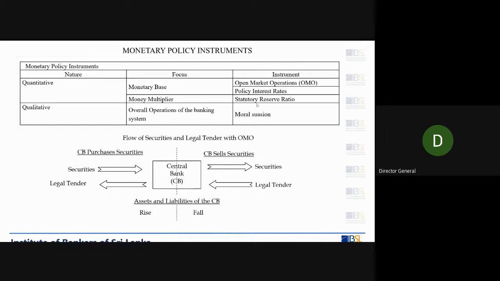The other one is moral suasion, just maintaining a continuous and cordial relationship with the banking community. They can influence not through instruments, but just through understanding, for commercial banks to work in line with the central bank's objectives.